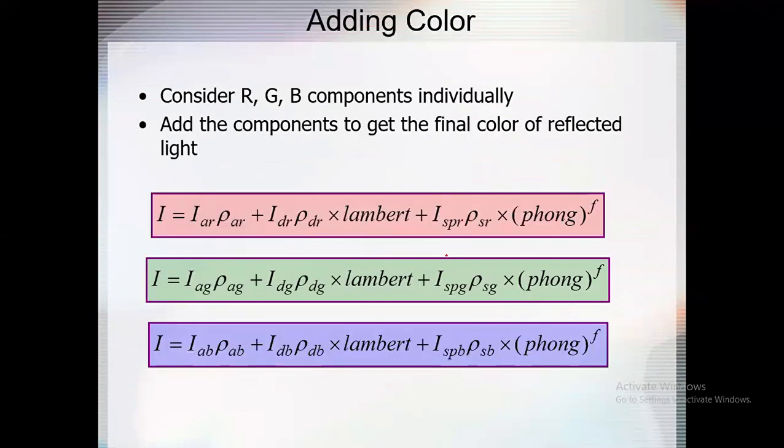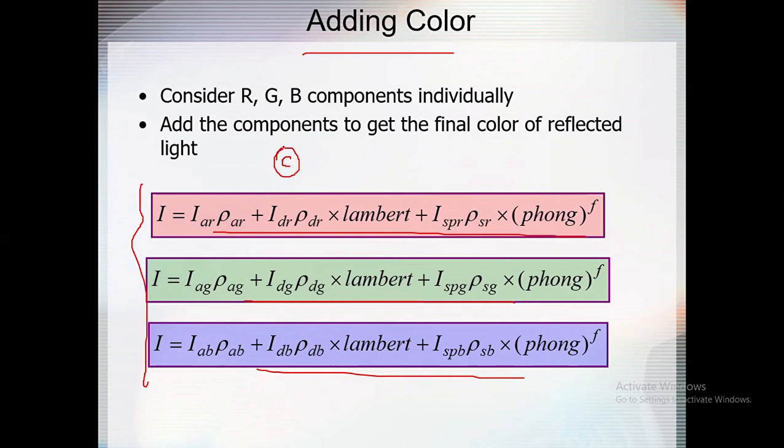Okay. Now we need to add the color. So this is for red, this is for green, and this is for blue. So we need to add all three components, and when you add the components, we will find the C. So what have we computed so far? Just to compute C we did all this, right?